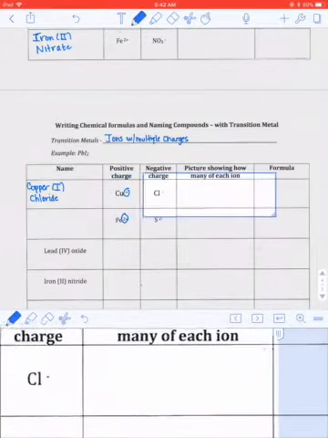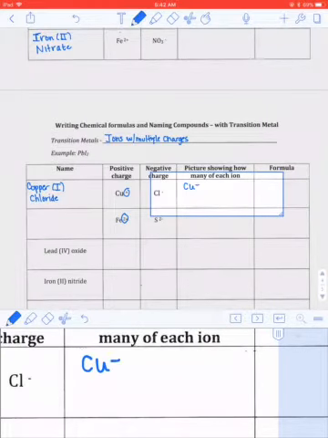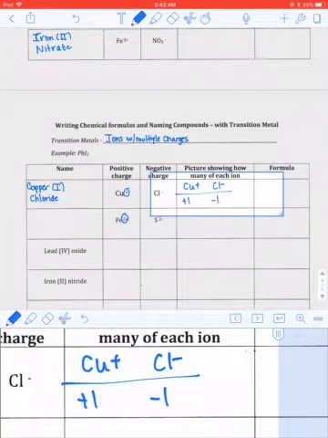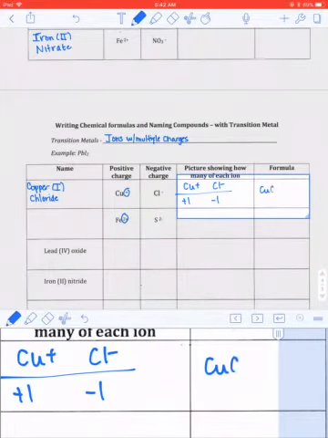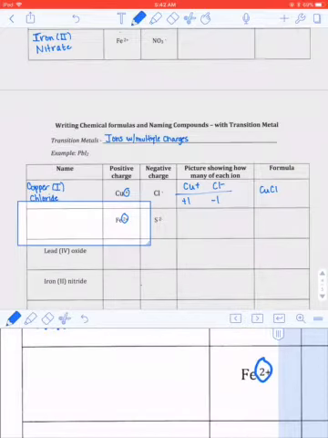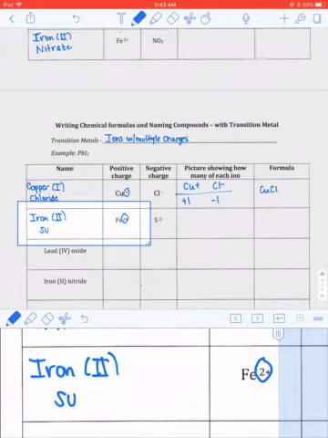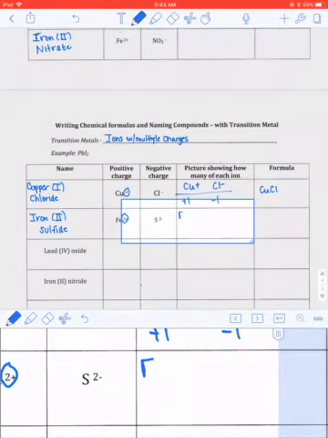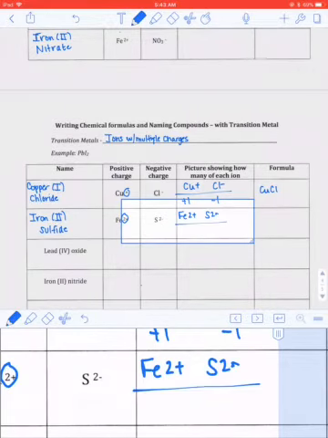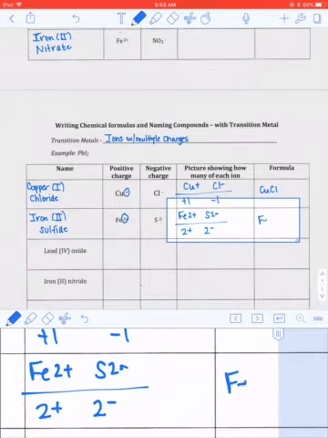Okay, so since it's 1 plus and 1 minus, they already add up to plus 1, minus 1. We just write CuCl. So, this is iron. It's got a 2 plus, so it's iron 2 sulfide. So again, these two cancel out, so it's Fe 2 plus, S 2 minus. Got 2 positives, 2 minuses, so you just write FeS.